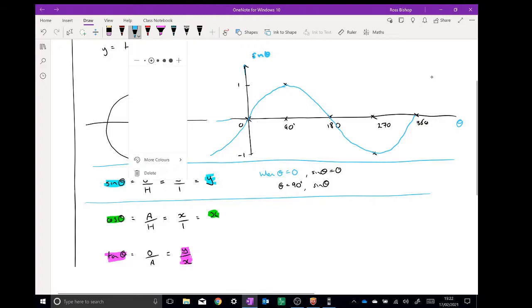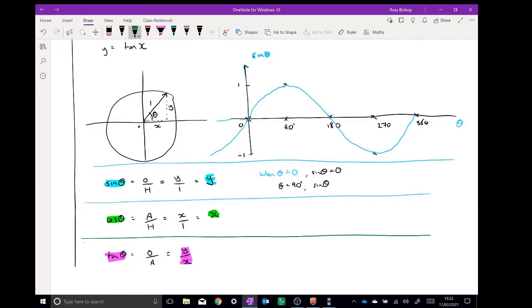Right, let's look at cos, and I'll do green for cos. So we'll do the same again on the same graph. So when theta equals 0, well, let's just draw that in. When theta is 0, what's your x value when theta is 0? Well, your x is 1 there. So that means cos theta is equaling 1. Okay, there.